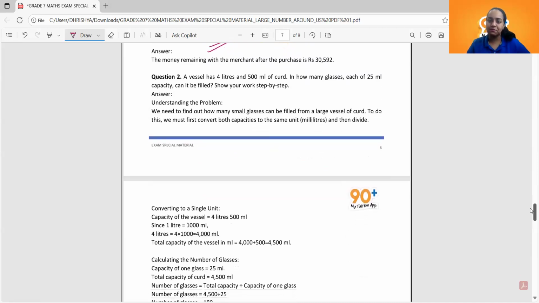Now, next question. A vessel has 4 liters and 500 ml of curd. In how many glasses, each of 25 ml capacity, can it be filled? So what is it? We have a large vessel of curd and we have many glasses also. Each glass is 25 ml. That much curd only it can hold.